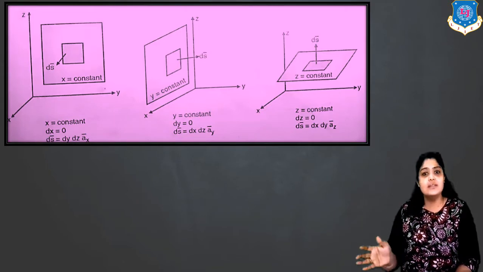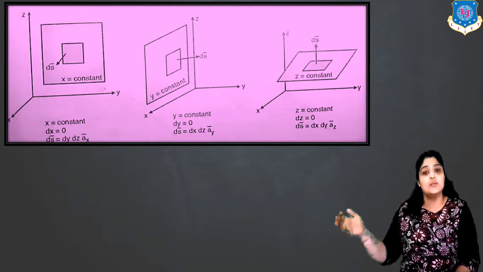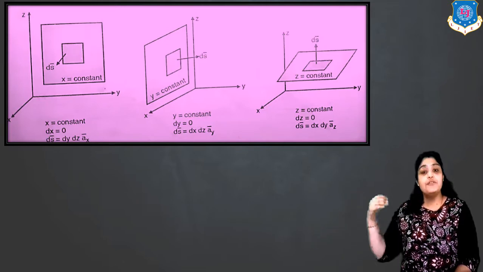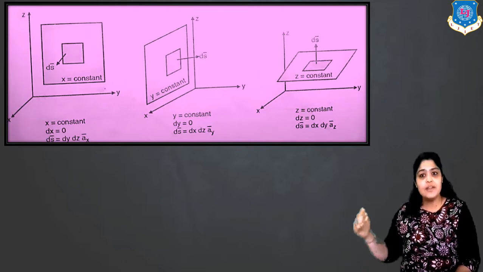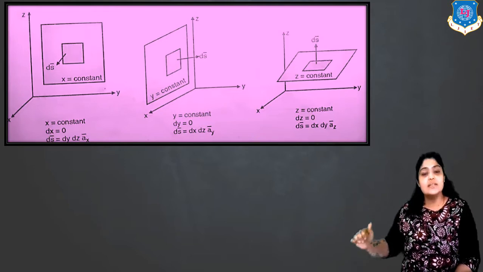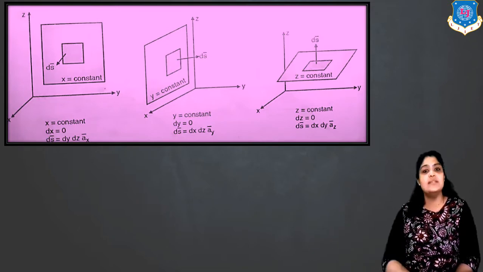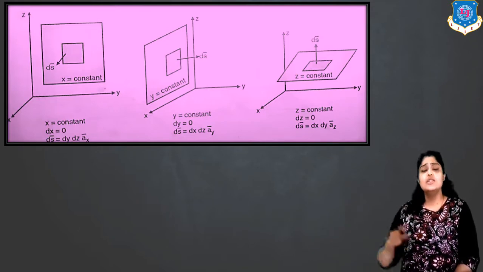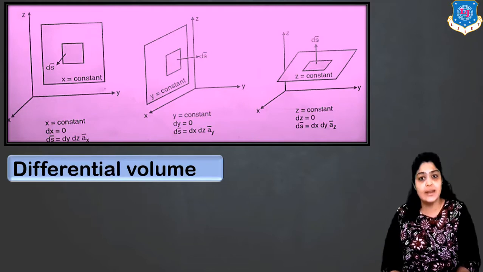So only the surfaces are shown. The first one shows the yz plane when x is a constant, the second shows the xz plane when y is a constant, and the third shows the xy plane when z is a constant. So this is helpful to determine the differential areas.